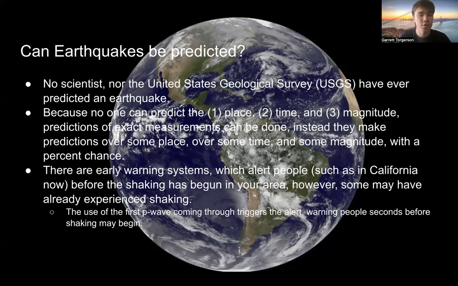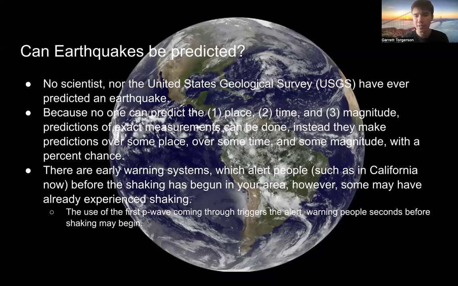Instead, they make predictions over some place, over an area of time, and of some magnitude. So, like in California, maybe there's a chance of one happening, like a two happening, and that will happen within the next month, probably today, because those happen all the time.